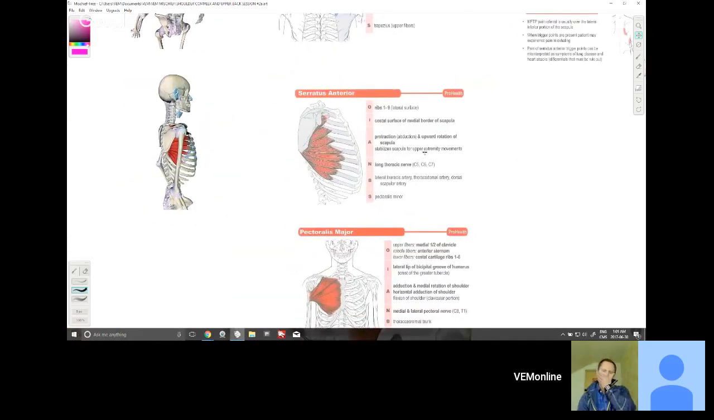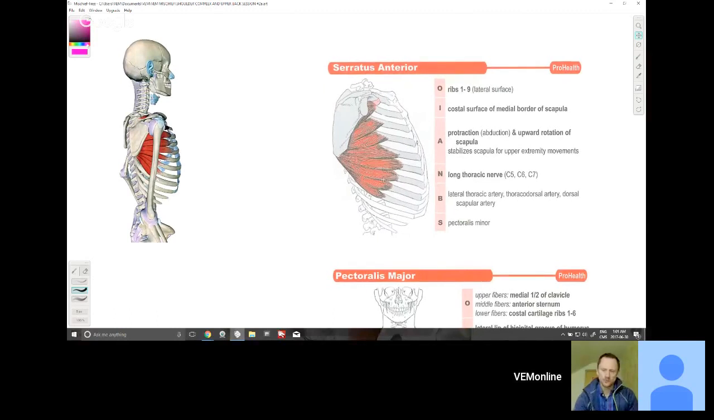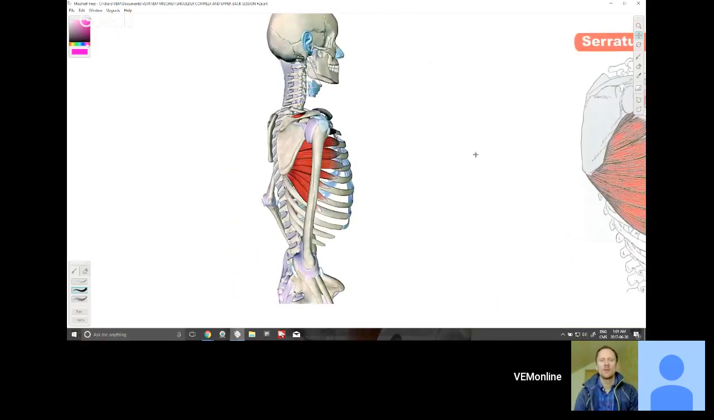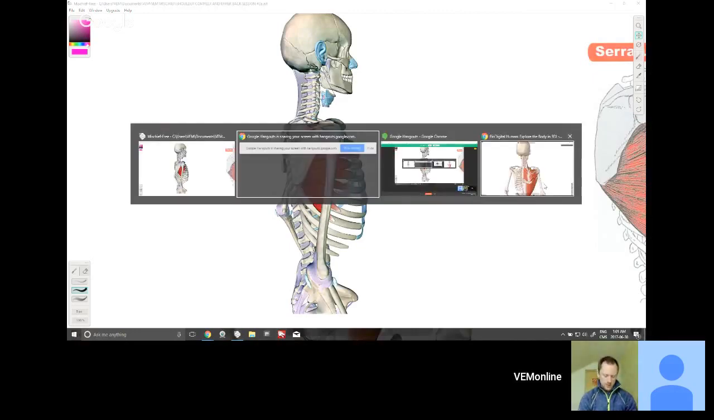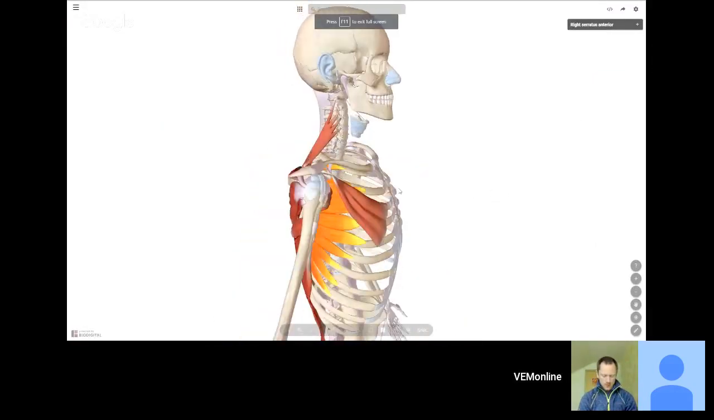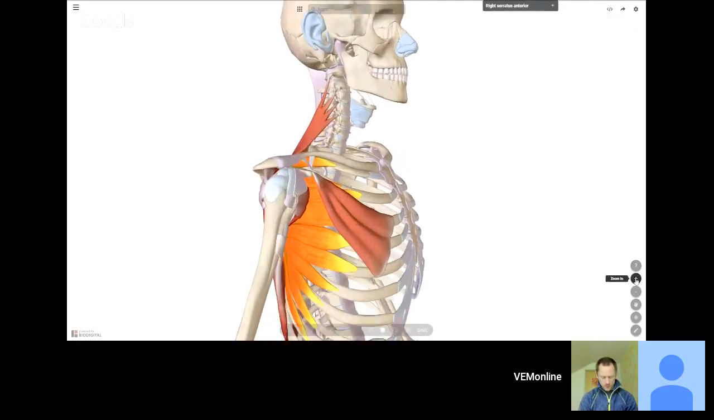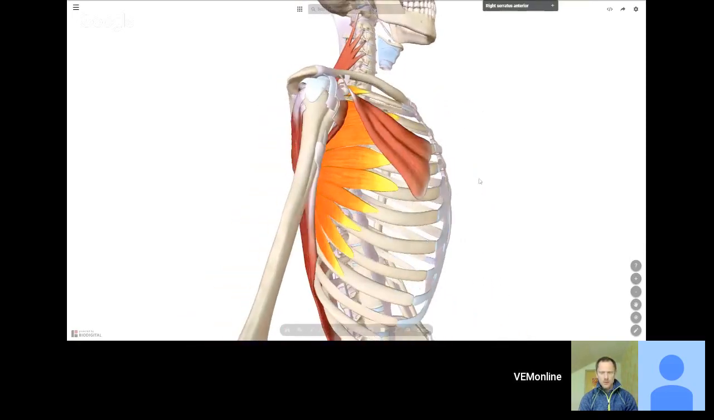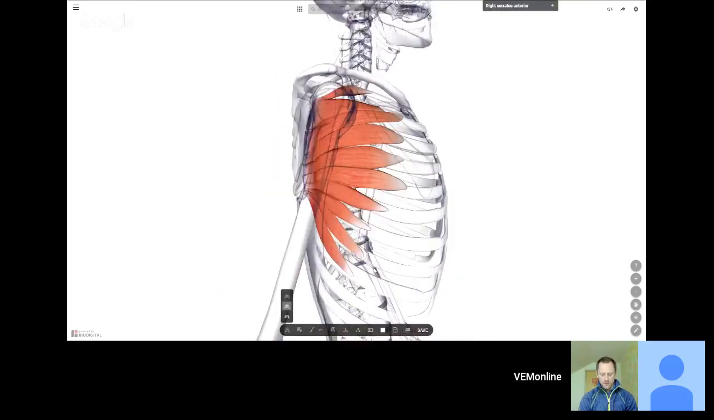Let's do serratus anterior, and then maybe we'll do pectoralis major. Maybe we won't. We don't have to rush this anyway. Okay, so here we can see serratus anterior. Very good image. Let's go to this guy here. That's a little bit better way to see it. See how it wraps around? Let's go X-ray. Right there.